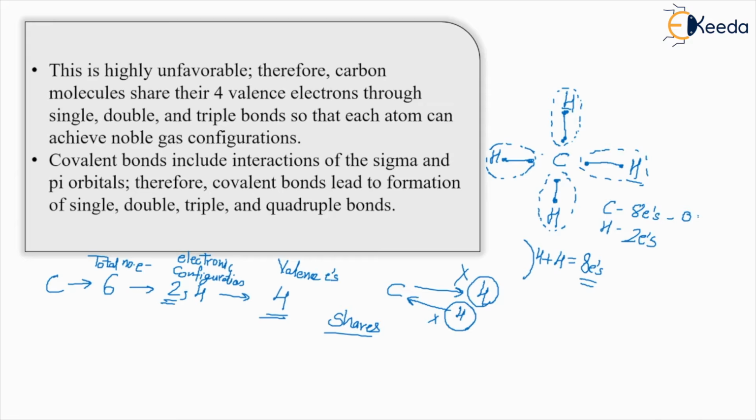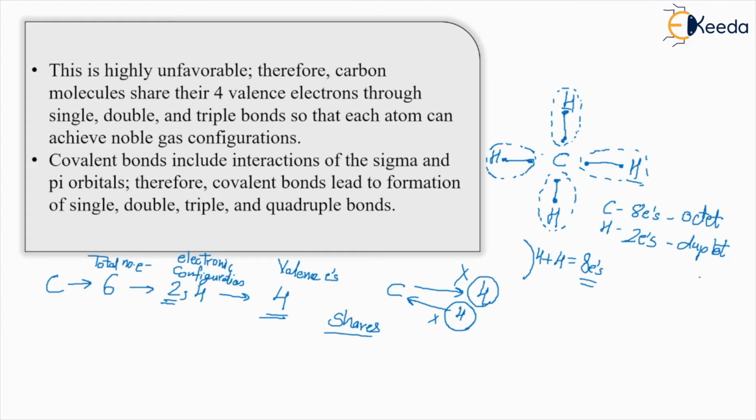Carbon becomes an octet. Hydrogen becomes a duplet. Both of them are very happy. Both of them are stable. Both of them neither had to give electrons nor take electrons because they are sharing the electrons and achieving a noble gas configuration. Covalent bonds include interaction of sigma and pi orbitals.